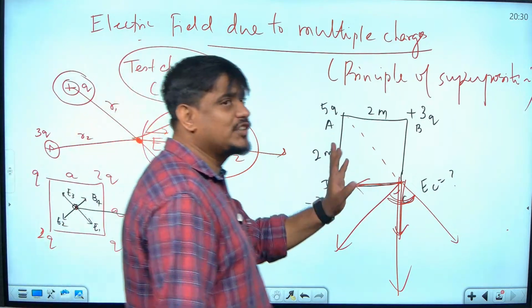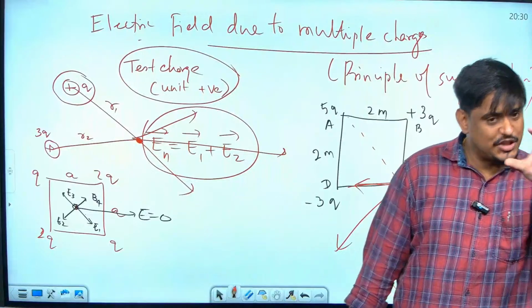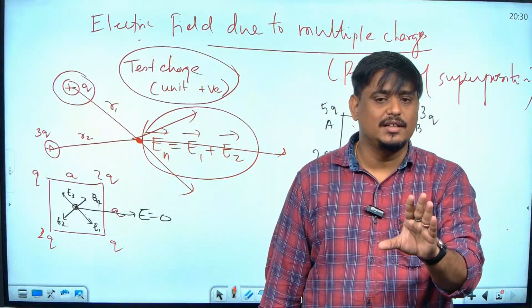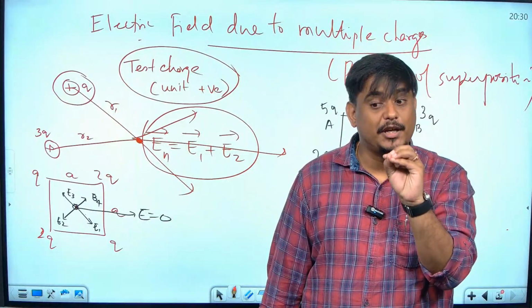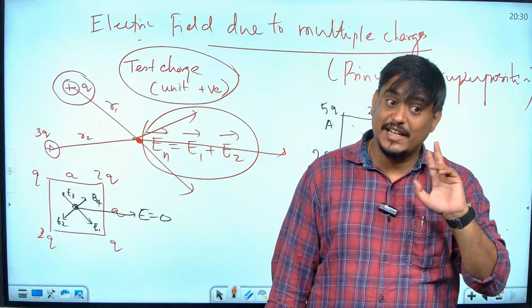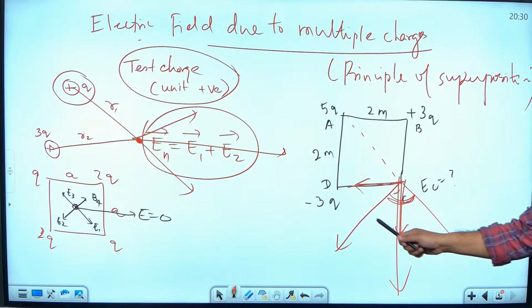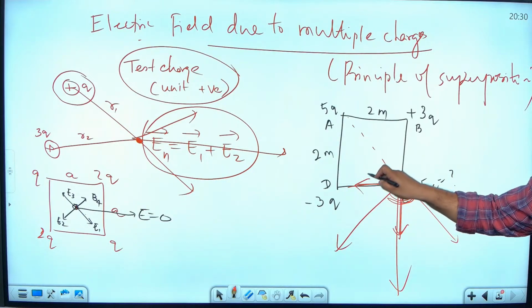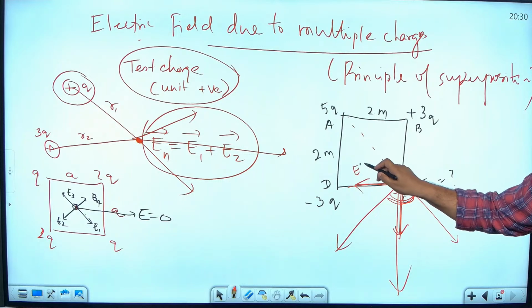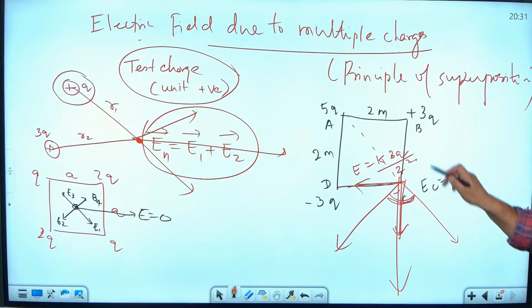So this kind of question can be asked, where they will give you some charges and ask you to find the net field at a particular point. What you are going to do is use vectors. Once again I am repeating, if it is minus 3Q, don't write the value of this electric field as K into minus 3Q by 2 square. No, this value will become equal to K into 3Q by 2 square.